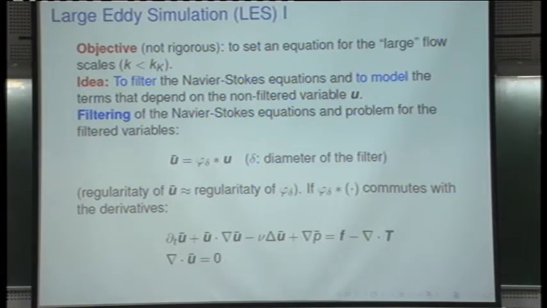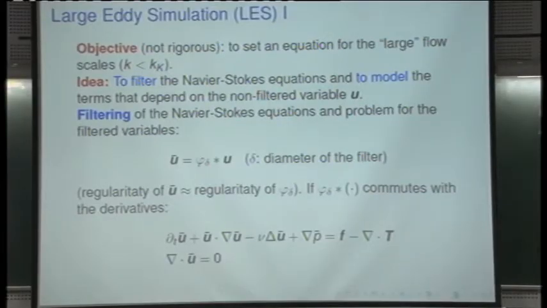Filtering is when you have an oscillating signal and you want to filter it. What you do is you convolve it with a smooth function, with a function that has fewer scales. That function is called the kernel, as you know.